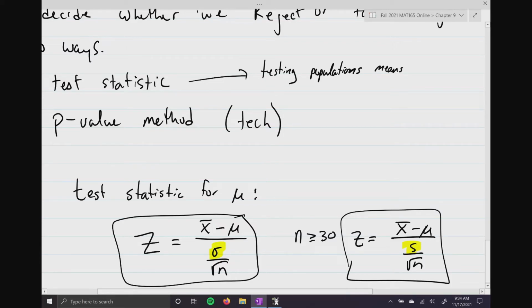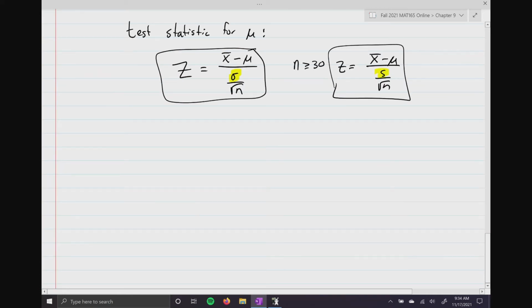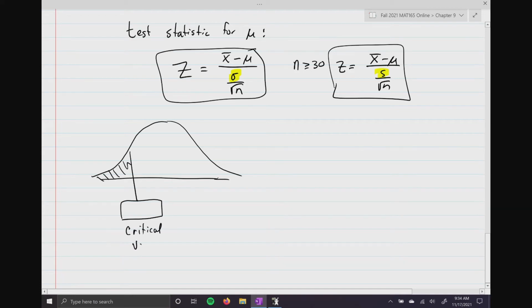Now, the last thing I want to go over is how do we find these critical values? Because remember, we have, for example, this bell-shaped curve. And if it's a left-tail test, I told you this number, whatever this happens to be, is a critical value. So critical values are dependent on a level of significance, which we've already talked about when we talked about confidence intervals.